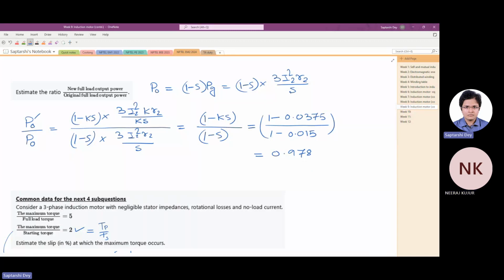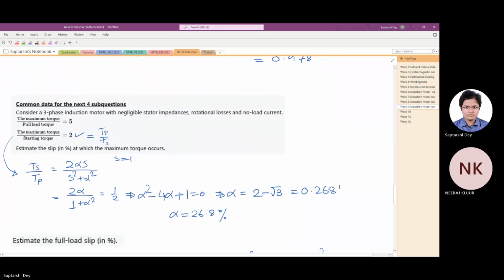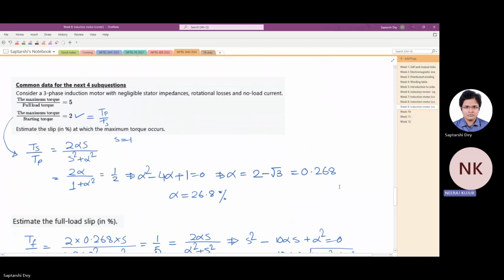And the last one asks us about a three-phase induction motor with negligible stator impedance, rotational loss, and no load current. Some ratios are given: maximum torque to full load torque and maximum torque to starting torque. What is the slip at which maximum torque occurs? So starting slip is 1. That's why we can write starting torque to peak torque ratio as 2 alpha by 1 plus alpha squared. Now estimate the slip at which maximum torque occurs, that is, estimate alpha. We solve this equation and get the value of alpha.